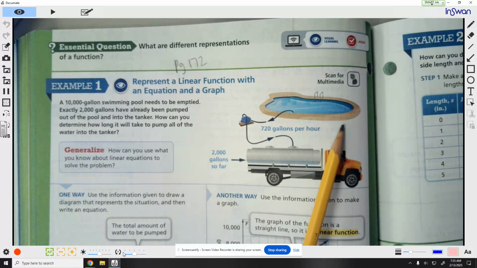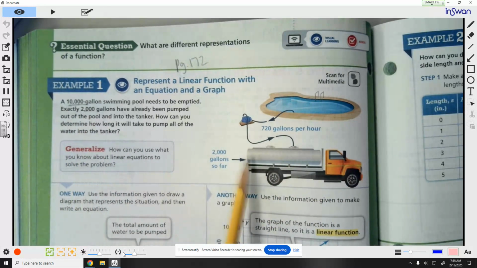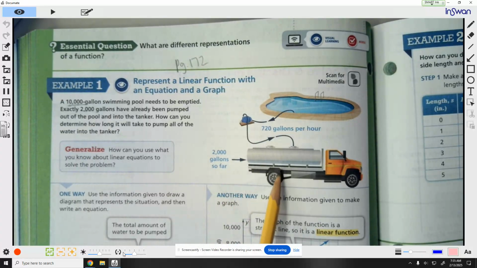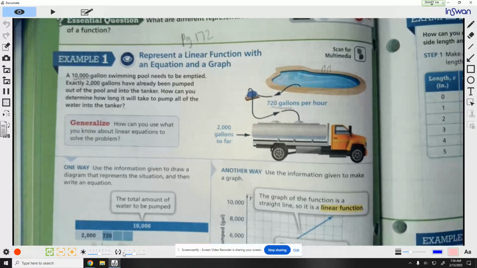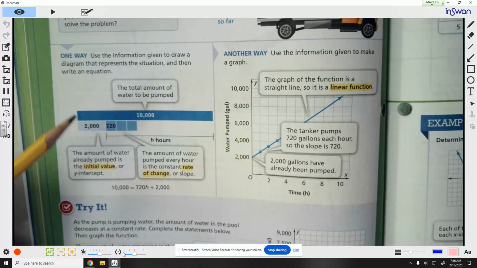So we have a pool. It says it starts with 10,000 gallons. 2,000 gallons have already been pumped out, and we see it's being pumped out at a rate of 720 gallons per hour.